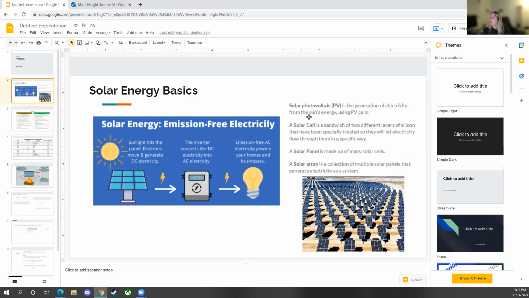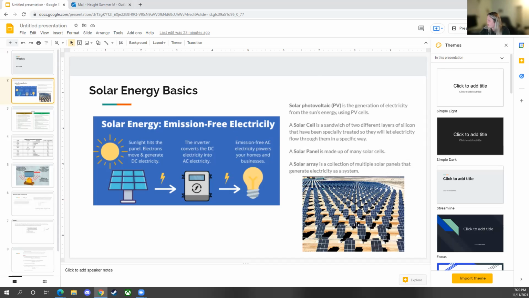So the other couple of terms here that I just want to note the difference between. A solar cell is a sandwich of two different layers of silicone. I mentioned a minute ago that silicone is a primary material used in these cells and these panels. So it's two different layers of silicone that have been specially treated so they will let electricity through them in a specific way. That makes sense, right? Because we know that all of this is relating to the fact that we are creating electricity that we can harness and use.